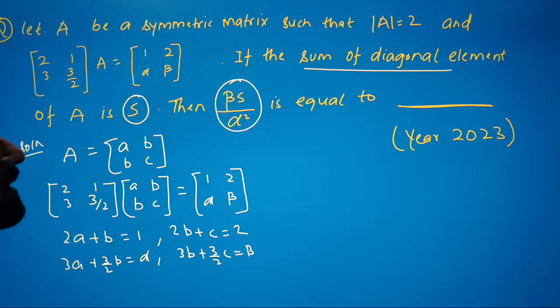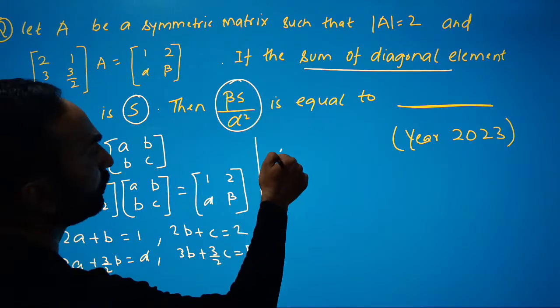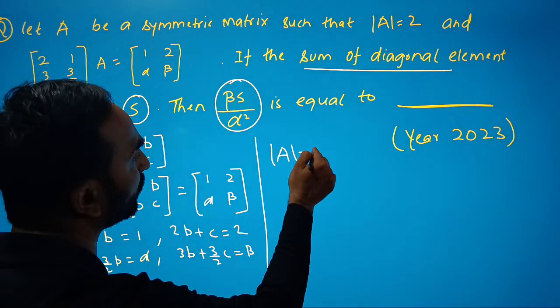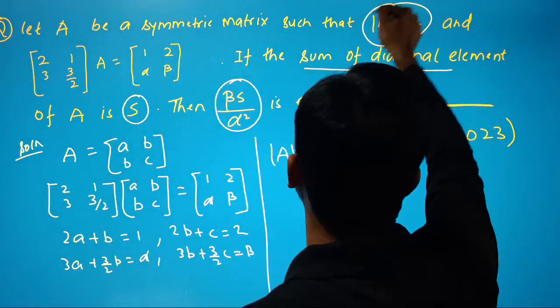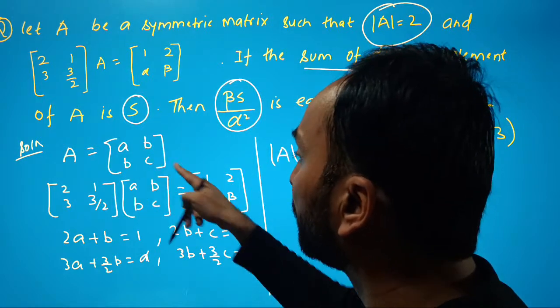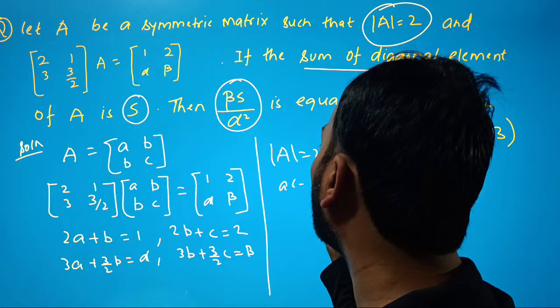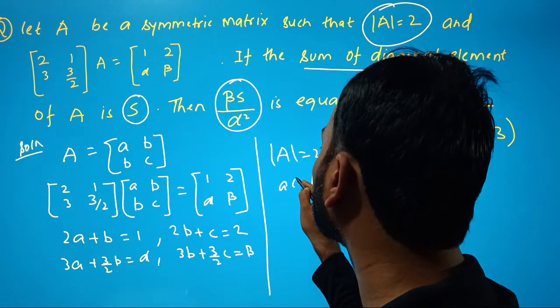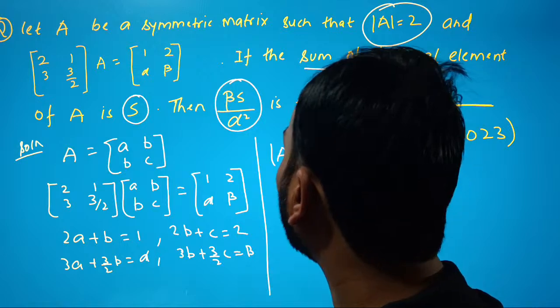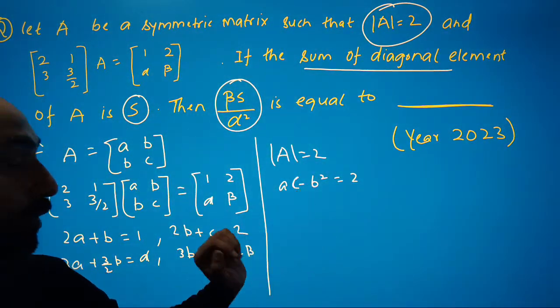Now one more thing is given: the determinant of A is equal to 2. It is given in the question. So what is the determinant? The determinant is nothing but we cross multiply: ac minus b square. So ac minus b square is equal to 2.